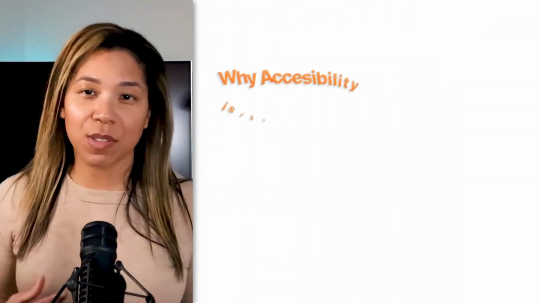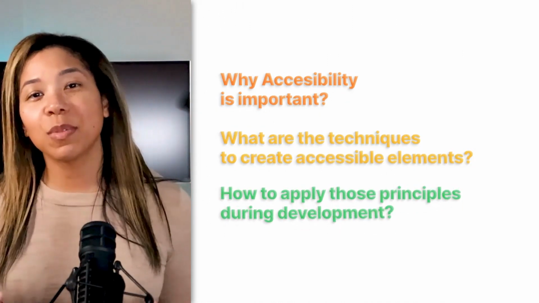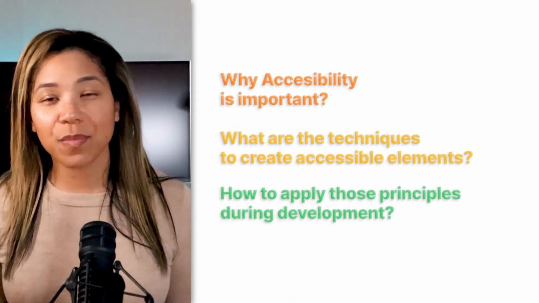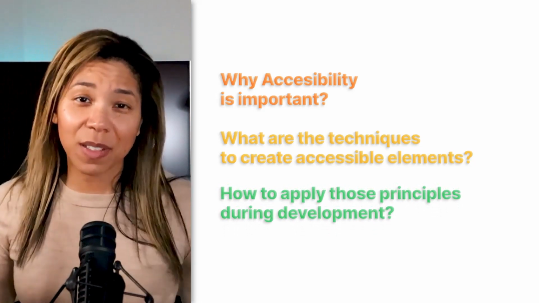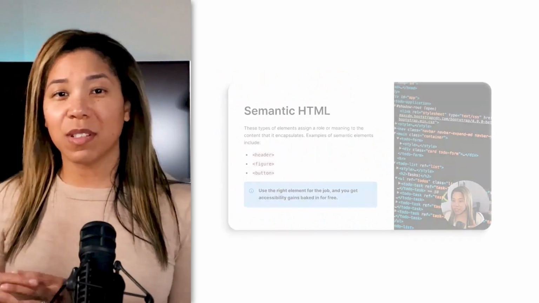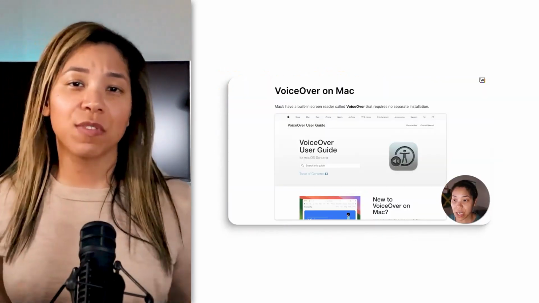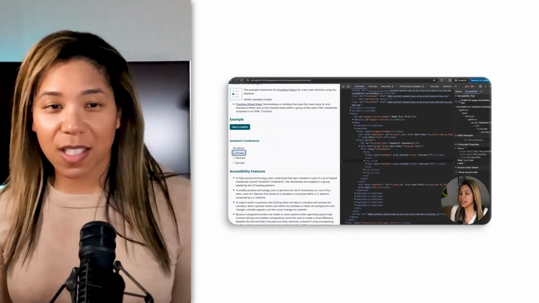Throughout this course, we will cover a variety of material. You'll learn the ethos behind why accessibility is important, what the techniques are to create accessible elements, and how to apply those principles during development. We'll start off by laying down a solid foundation that you can build upon. Within this foundation section, we will cover topics including semantic HTML, ARIA, assistive technologies, and how to perform an accessibility audit, just to name a few.